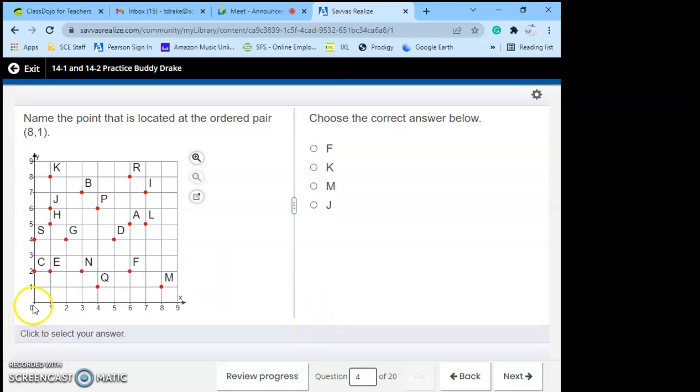8, 1. Okay. 8 is our X. So we go across all the way to 8, and then we go up 1. 8, 1. And you can see that's the 1 on the Y, so it is point M. What is located at 0, 4? 0 is our X. Well, we don't move. We're already on 0. Then we go for our Y up 4. 1, 2, 3, 4. It is point S.